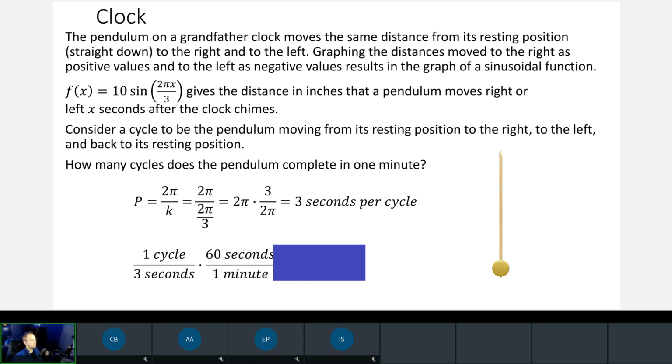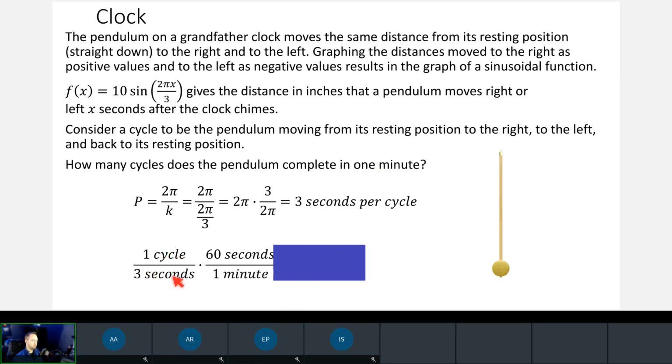And if you're wondering why I'm doing cycles over seconds instead of seconds over cycles, it's because the problem says how many cycles does the pendulum complete in 1 minute? So it's asking cycles per time. So we know time goes on the bottom and cycles goes on the top. That's why I wrote it like this: cycles over time.